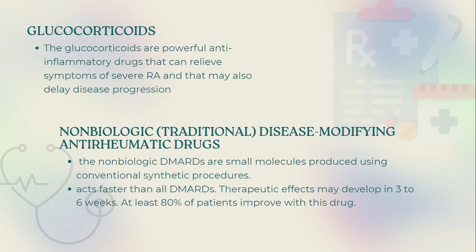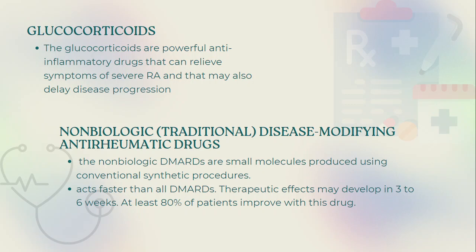Glucocorticoids are powerful anti-inflammatory drugs that can relieve symptoms of severe RA and that may also delay disease progression. Most often, glucocorticoids are used for temporary relief until drugs with more slowly developing effects like methotrexate can provide control. For patients with generalized symptoms, oral glucocorticoids are indicated. However, if only one or two joints are affected, intra-articular injections may be employed.